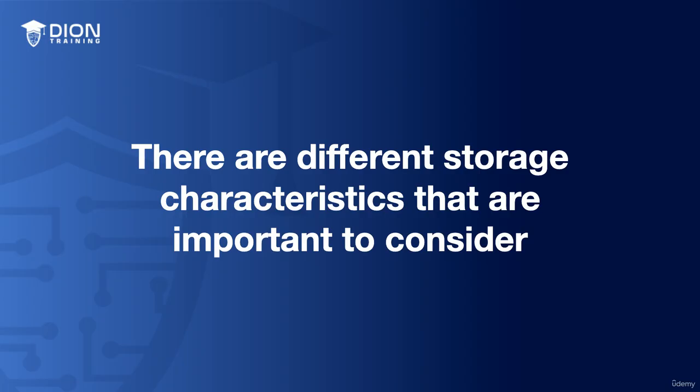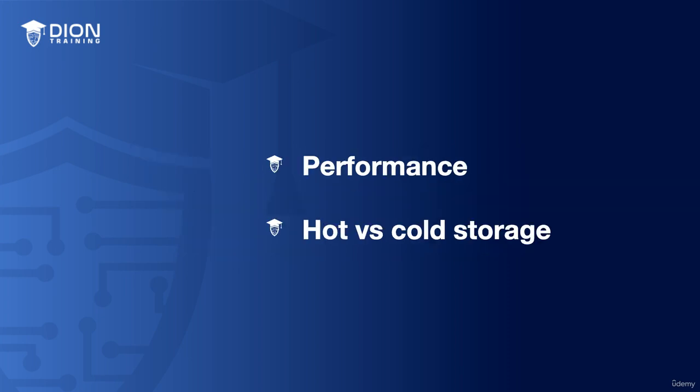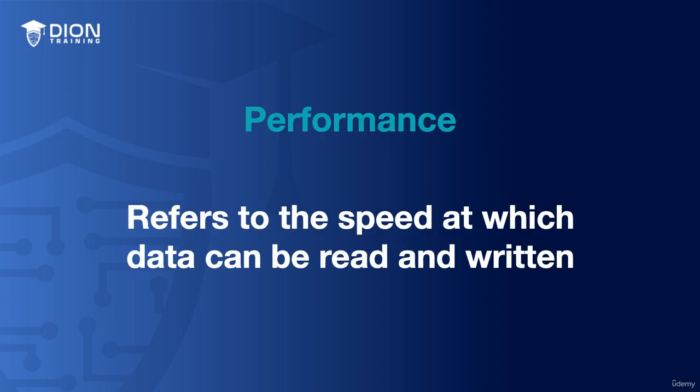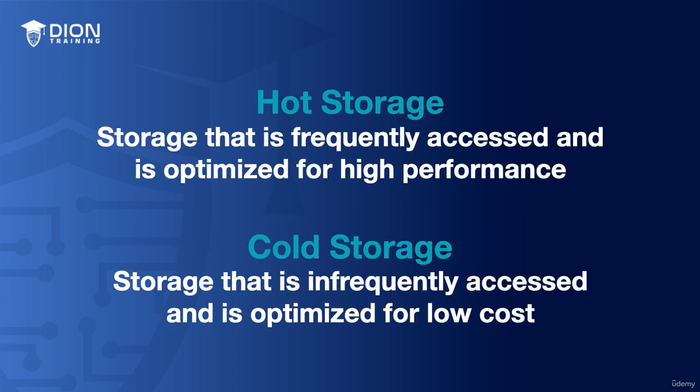Now, in addition to storage features, there are also different storage characteristics that you need to be aware of when you're trying to choose a cloud storage service provider. This includes performance and hot versus cold storage. Now, one of these characteristics is performance, and performance refers to the speed at which data can be read or written. Another characteristic is the distinction between hot storage and cold storage. Hot storage is storage that is frequently accessed and is optimized for high performance, while cold storage is storage that is infrequently accessed and is optimized for lower cost.